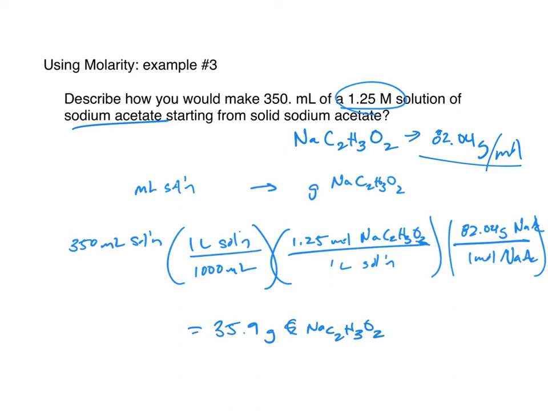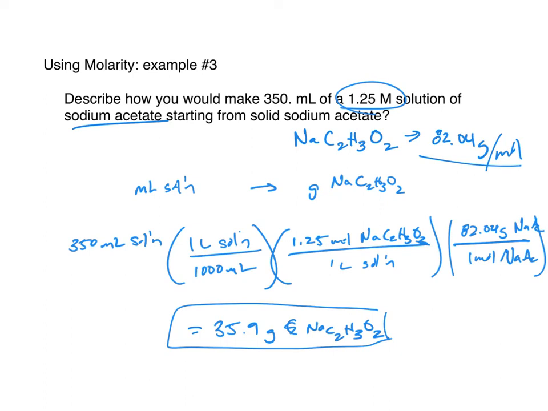The question I want you to think about is, how much water are you going to use? Remember that when we add the sodium acetate, it takes up space. So in order to make this solution where it's 350 milliliters of solution, I can't add 350 milliliters of water. I have to add some amount that's less than that. But I don't know how much, and I don't want to calculate it because that's way too much work.